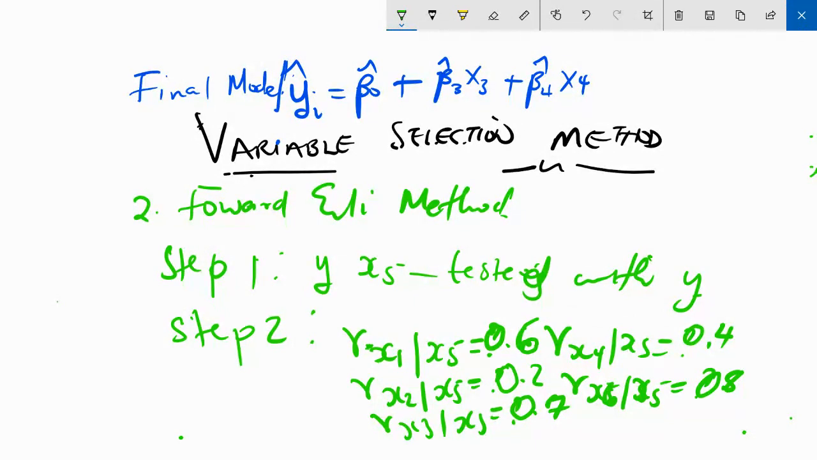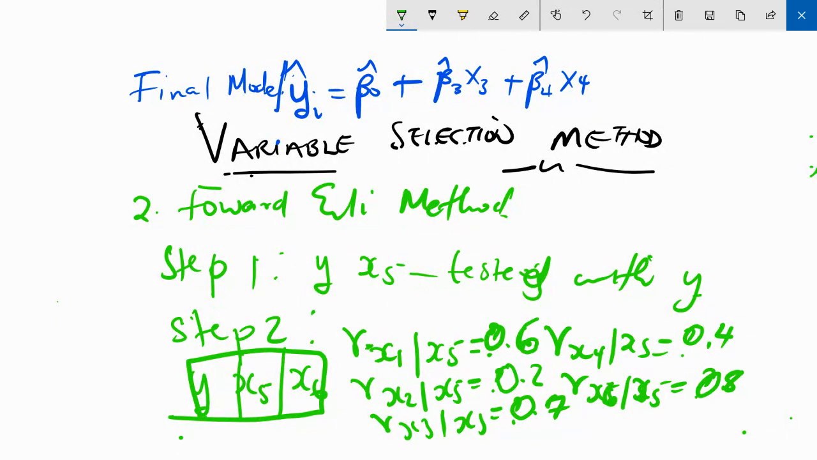Which variable do you think will follow x5 based on those values? You check based on the partial correlation coefficient. X6 will follow. So next step you'll have Y, x5, and x6. Now when you feed the model, you'll have Y, x5, and x6. You will continue with the process.